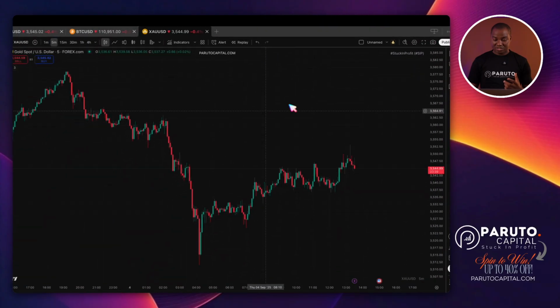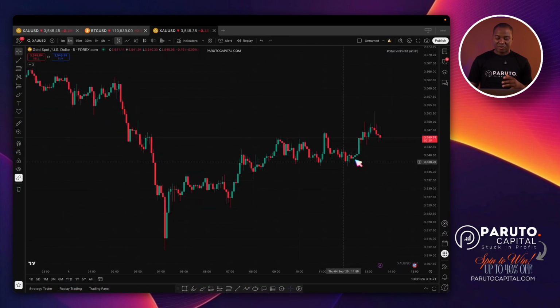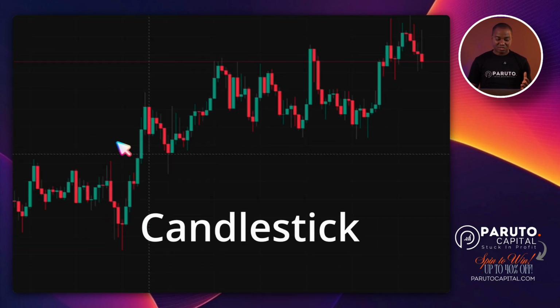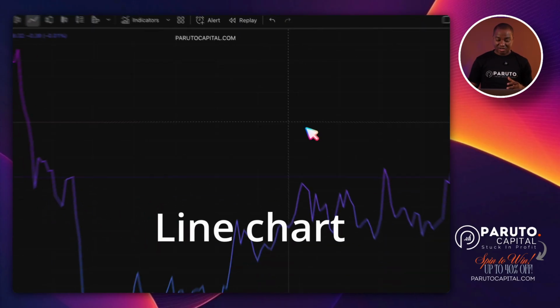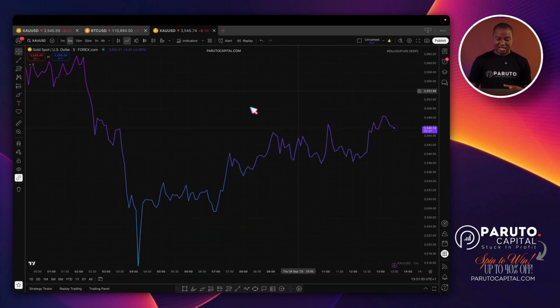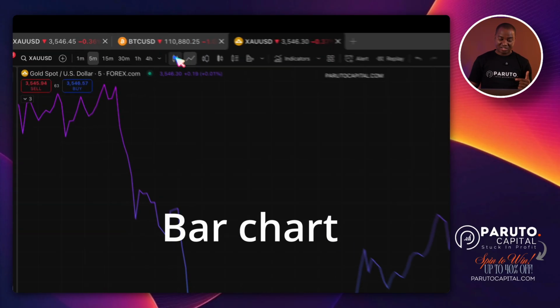Now, there are three main types of charts. And on the screen here, I do have a few of them. What you see on the screen is a candlestick. This is called a candlestick. We have the line chart, and this is the line chart. You can see a beautiful long line there, a zigzag line, right? And then we have the bar chart.